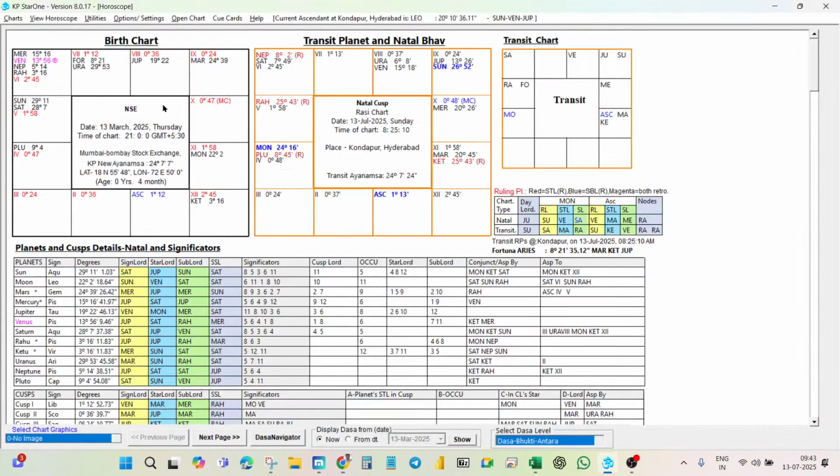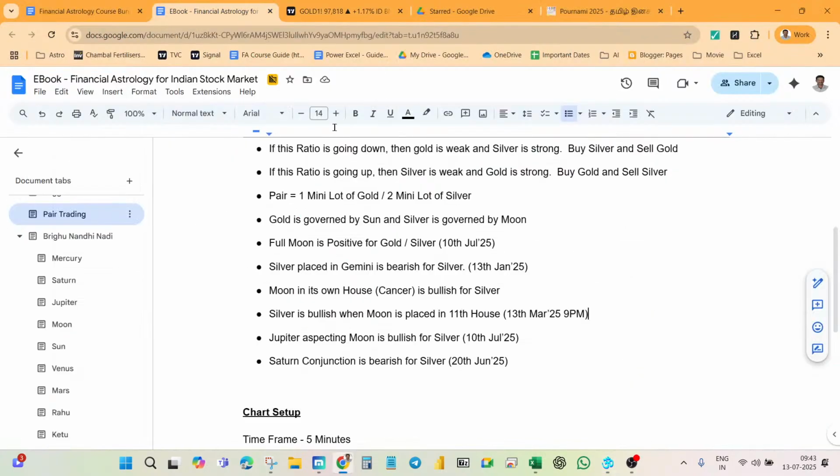So if you see here, on 13th March at 9 p.m., the moon was in the 11th house. This is the way it got activated. So the rules I've kept are just simple rules to follow, and then you can expect to win; in a week, one trade will get triggered.